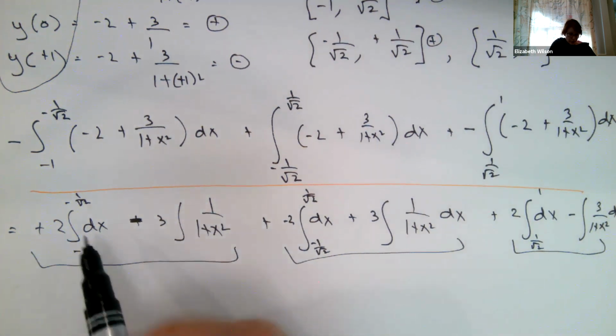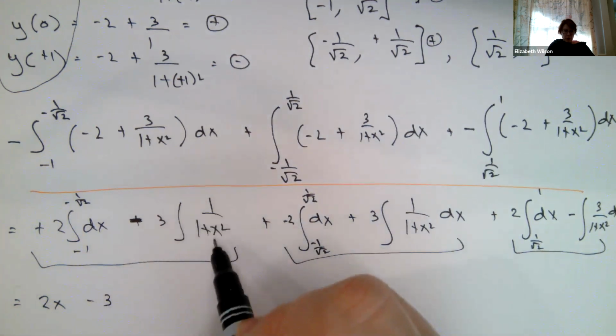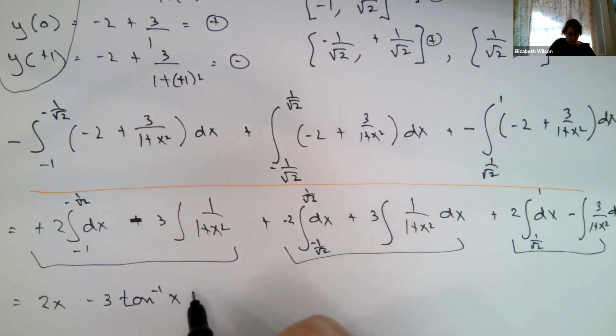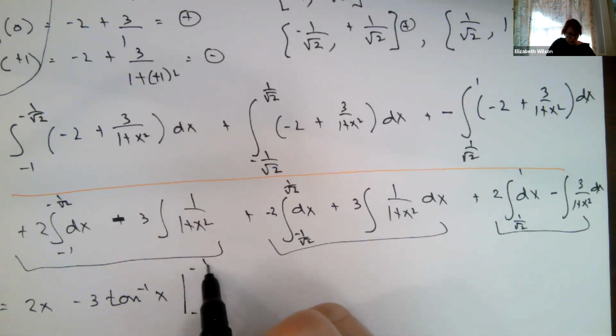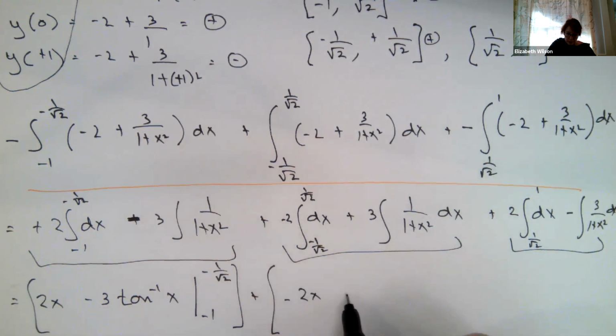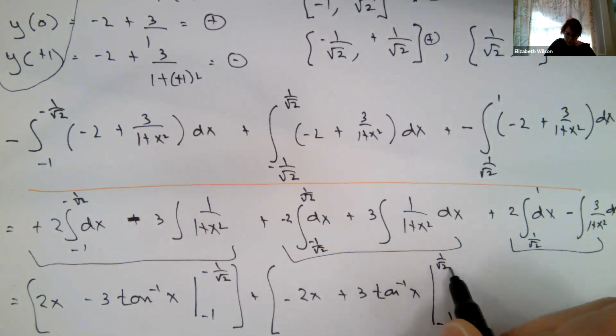Okay, now we're going to do it. So this is going to give me 2x minus 3 times the integral of 1 over 1 plus x squared. It looks like, oh, how am I going to integrate that? You have to remember that that's an inverse trig function. So this is going to be inverse trig there, and this is going to go from -1 to -1 over radical 2. And then I'm going to get -2x plus 3 inverse tangent of x, and that's going to go from -1 over radical 2 to 1 over radical 2.